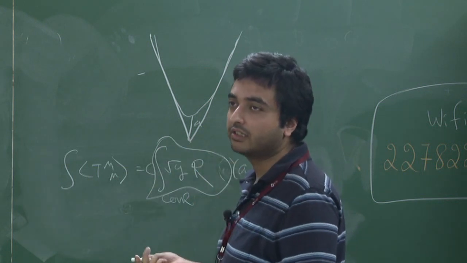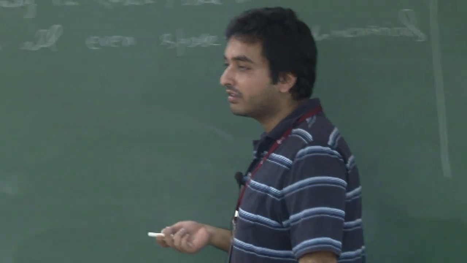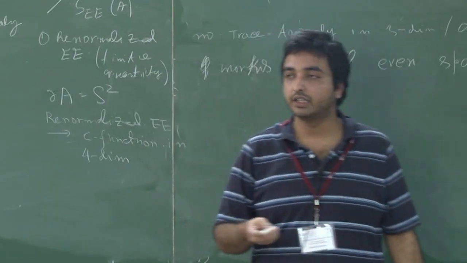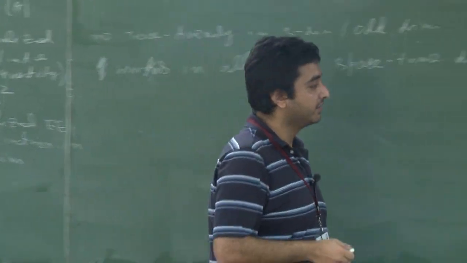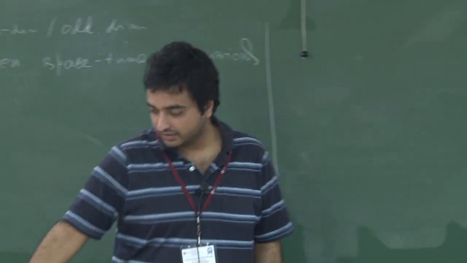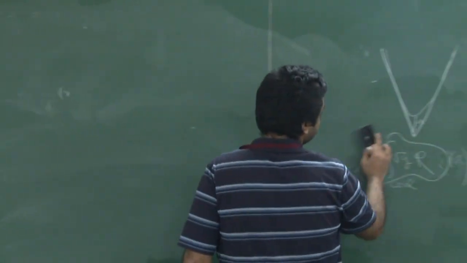So, as you take A going to 0, it has to give you this 4. But that's not the right answer. It was actually also pointed out by Cardy and Peschel in their 86 paper. Okay, so let me just go through it quickly.